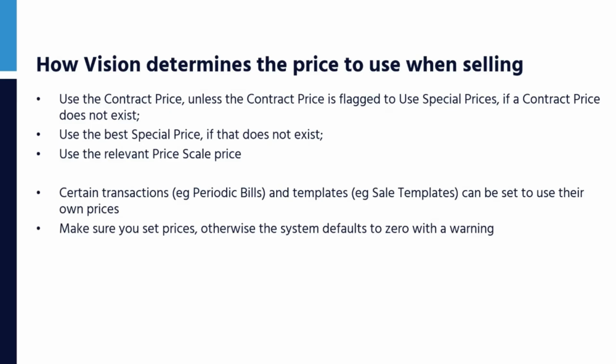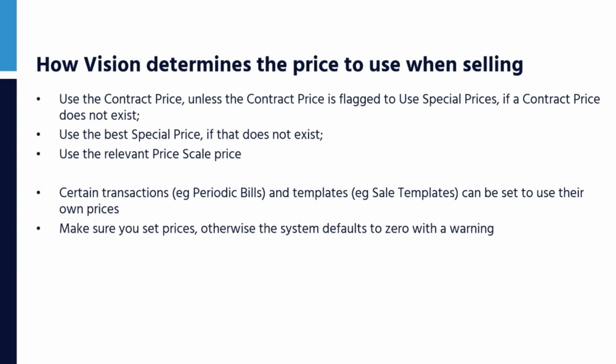There are certain transactions and templates where you can say we want to always use the template prices, for example. So it doesn't matter what the special price or the contract price or anything else is, it will use the price dictated by that template or that transaction if you've told the system to do that. And make sure you set prices, because quite often the price scale that's used by the system is determined by the price scale attributed to the customer.